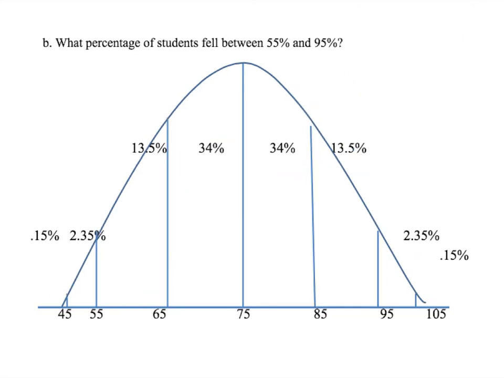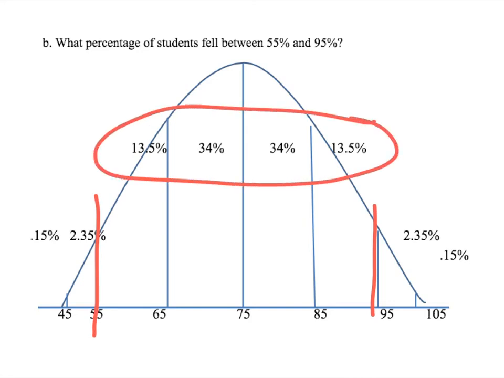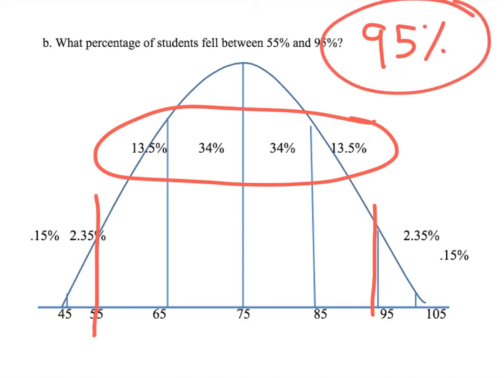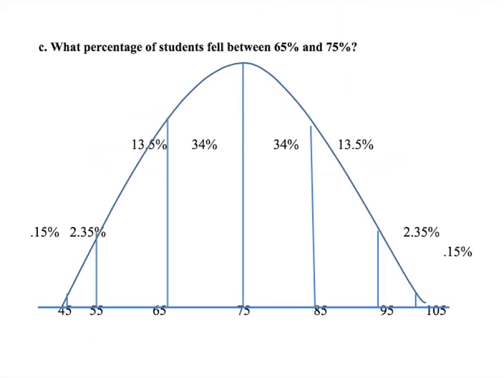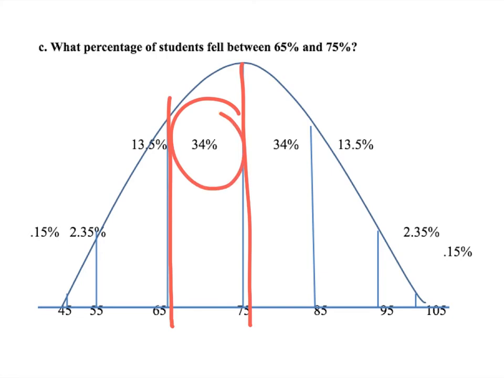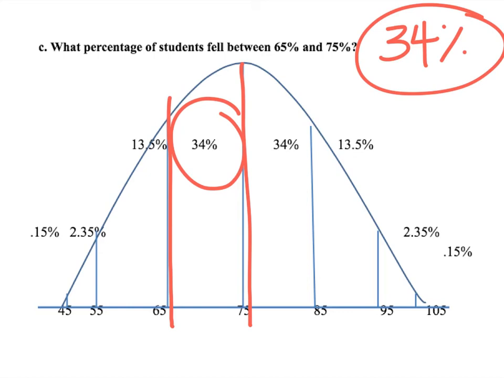B, what percentage of students fell between 55, that's this line, and 95, this line? That would be all of these percentages. If you add up 13.5 plus 34 plus 34 plus 13.5, that means that 95% of the kids that took this quiz scored a 55 to a 95. What percentage of students fell between 65 and 75? 34% of the kids that took the quiz scored a 65 to a 75.